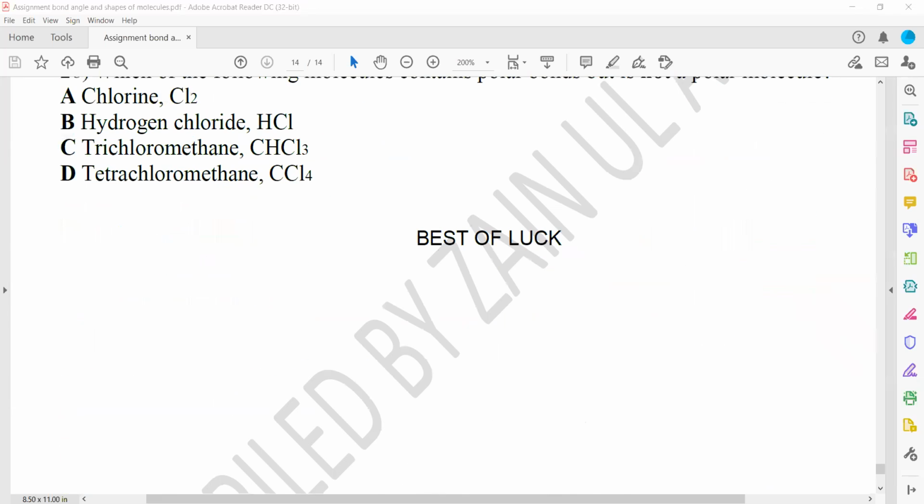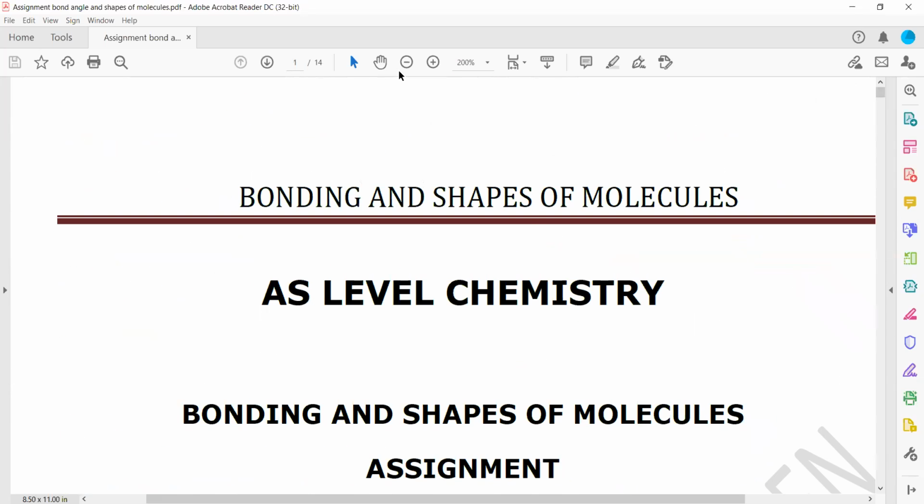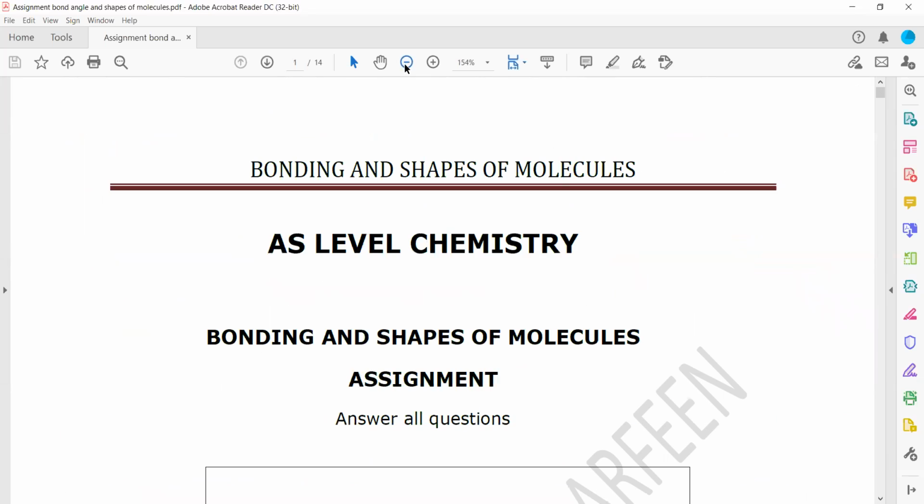So this is the topic of bonding and structure, the shapes of molecules and bonding assignment.